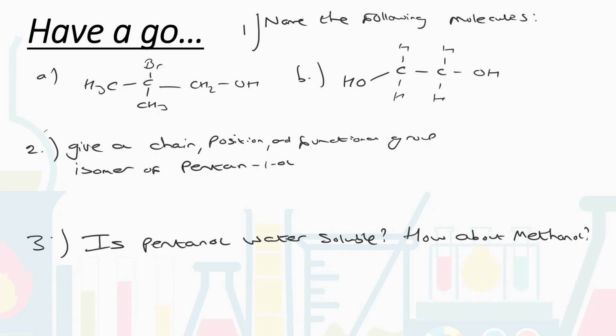So time to have a go at some questions. We have the first question, naming the alcohols, then to give a chain, position and functional group isomer of pentan-1-ol, and then a question about whether pentanol is water soluble versus methanol. So if you'd like to have a go, pause the video and the answers will be on the next slide.